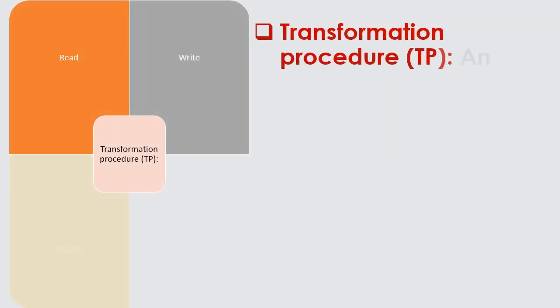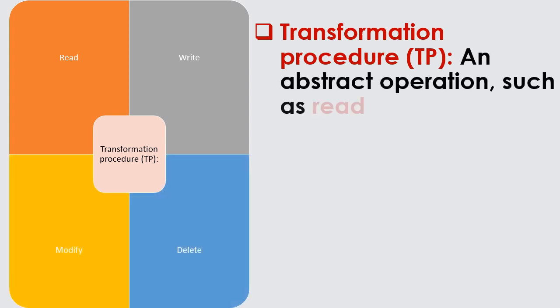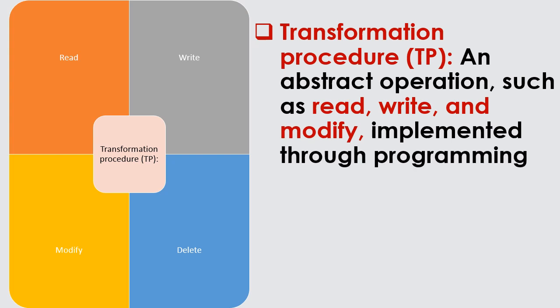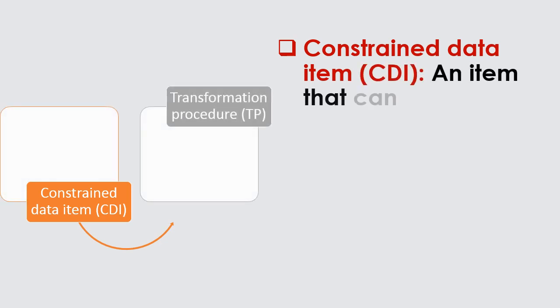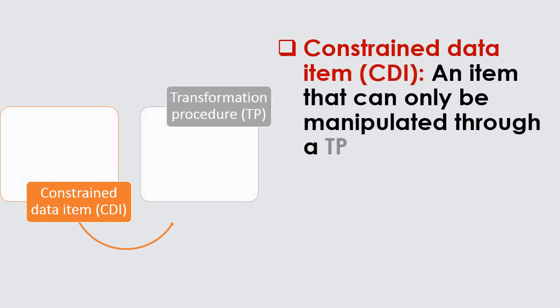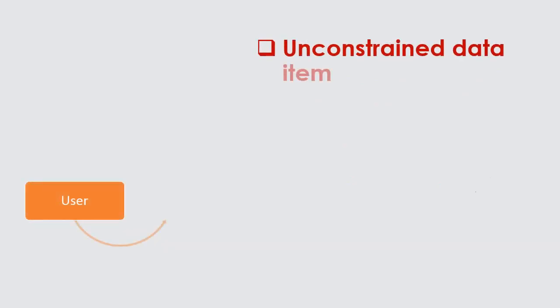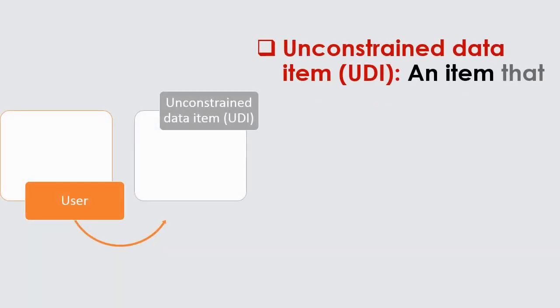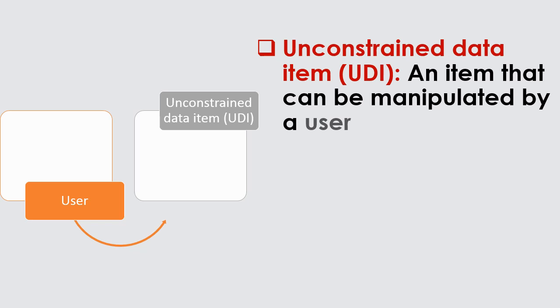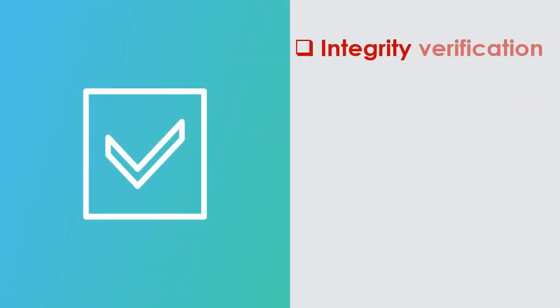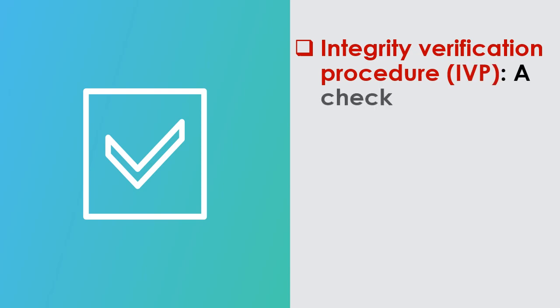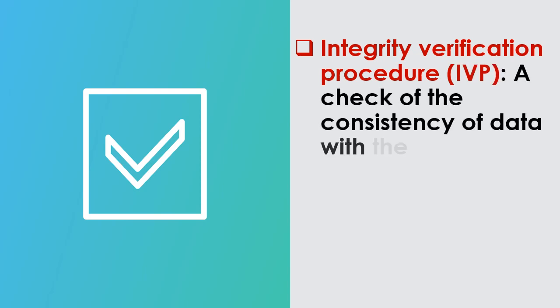Transformation procedure, TP: an abstract operation, such as read, write, and modify, implemented through programming. Constrained data item, CDI: an item that can only be manipulated through a TP. Unconstrained data item, UDI: an item that can be manipulated by a user via read and write operations. Integrity verification procedure, IVP: a check of the consistency of data with the real world.